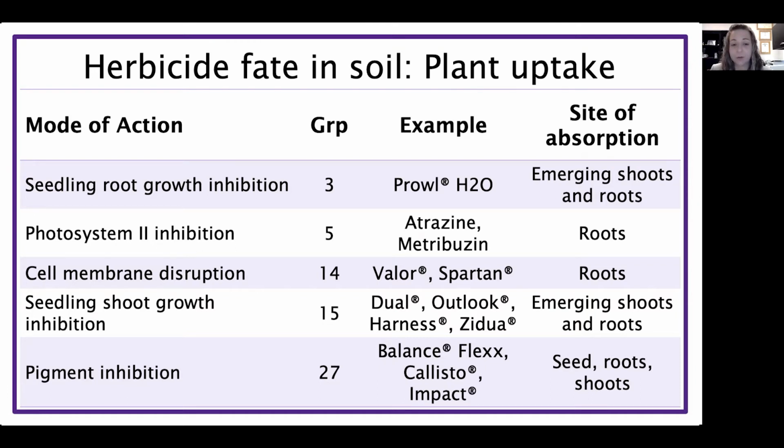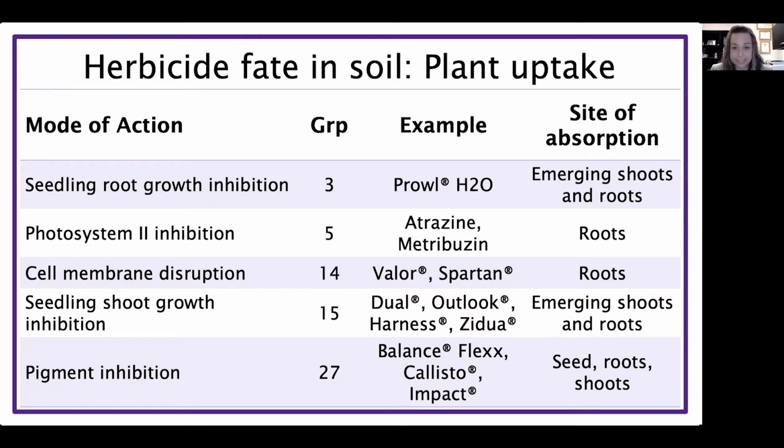In the second row of this table, we've got our photosynthesis inhibitors. You might hear them referred to as group 5. That would be products like atrazine, metribuzin, and some others. These are taken up by the roots. So these products, even though they stay present in the soil, the plants actually need to be growing and taking that herbicide into the roots. This is why these herbicides will also control plants that are already emerged. So they're residual herbicides with some post-emergence activity.